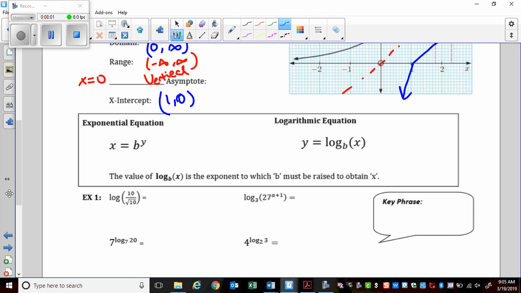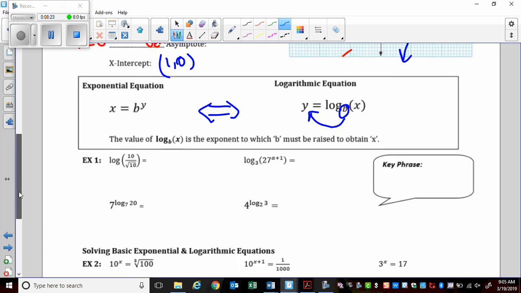All right, the exponential equation and then the logarithmic equation. In order to make it into an exponential, we take the little one to the answer, right? Little one to the answer, and then that equals the expression. That's how we go back and forth. We can go back and forth in between these. So keep this, you're going to need it.